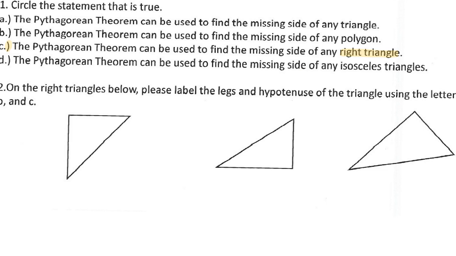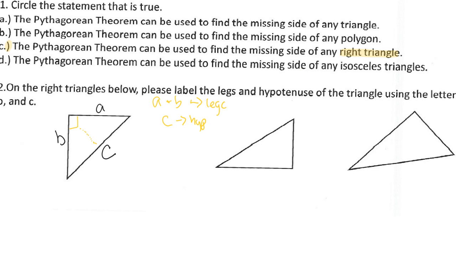Label the legs and hypotenuse using the letters A, B, and C. So remember, A and B are legs, and C is your hypotenuse. Remember how we find our hypotenuse? It's by finding our right angle first and then drawing across that. So that's our C. And then the other two are our legs, so that's A and B.